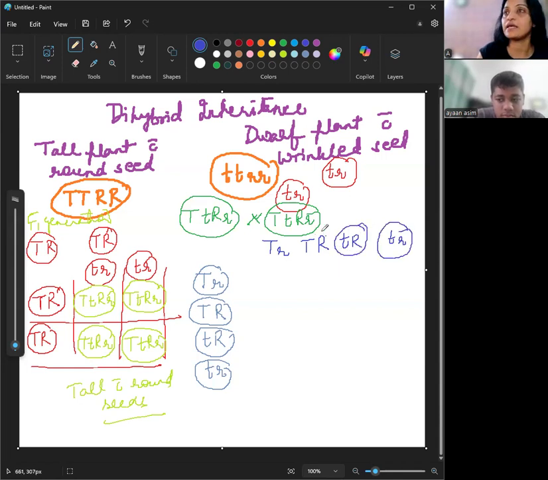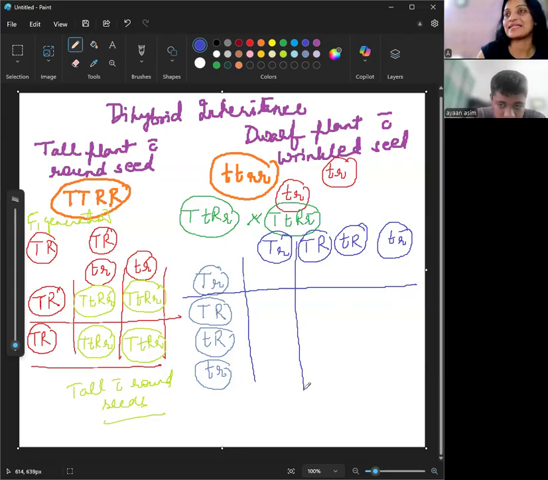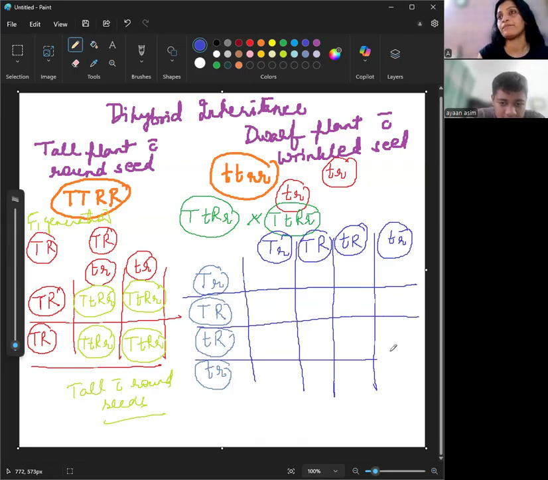So now let's see how they are going to fuse. There will be a total of 16 organisms being produced. So this one is dihybrid, so it is a little complex. Now see, this will be capital T, small r, right? This will be capital T, capital R, small r, right?